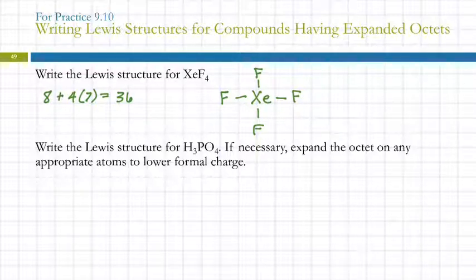2, 4, 6, 8, 10, 12, 14, 16, 18, 20, 22, 24, 26, 28, 30, 32. Wait a minute. 32? I have to stick 4 more electrons in there. This is like, we've come up short before, but now we've got extras. Who's the big boy that can handle the extra electrons? Xenon. So we put the 2 extra pairs of electrons on the xenon, and it's got an expanded octet, and that's going to be fine. Do the formal charges, they're all 0.